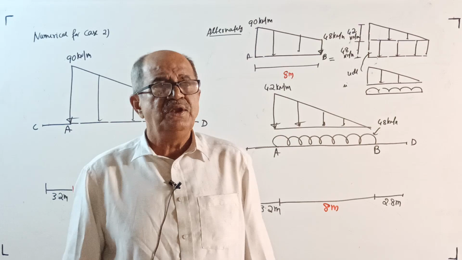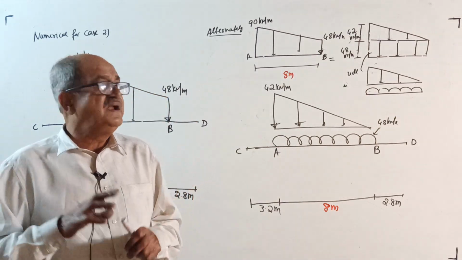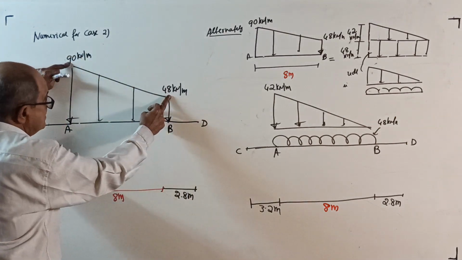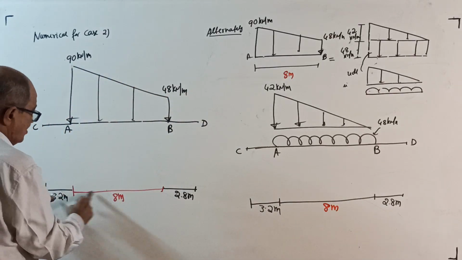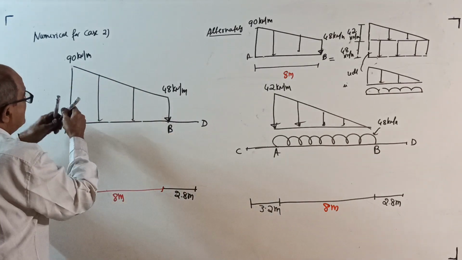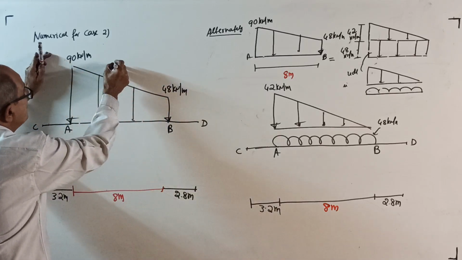Now lastly, the numerical for case 2. I will dictate, you should write, because so much has been explained earlier. See, 90 to 48. First write the sketch, don't touch it. First write all this: A, B, C, D. Then the second time, write where the resultant load will pass. Considering the full trapezium, you write here.